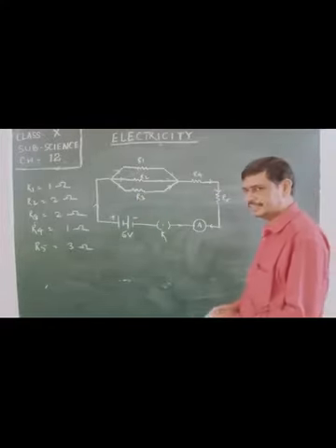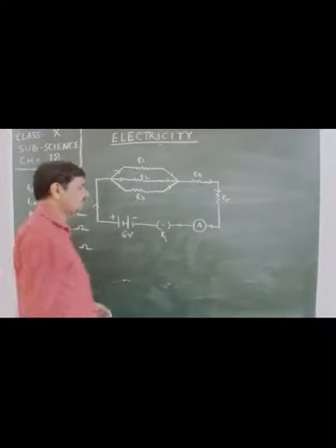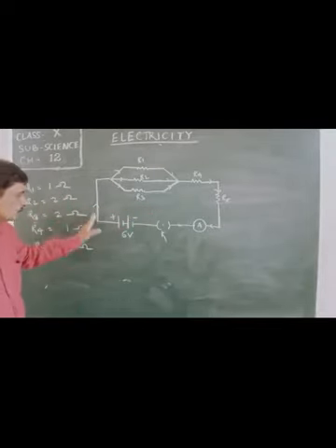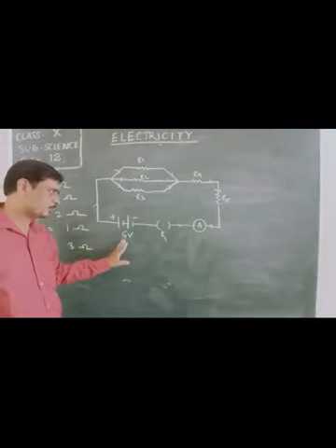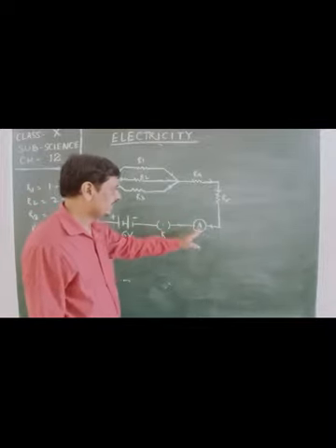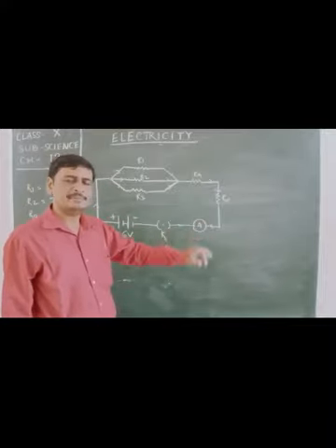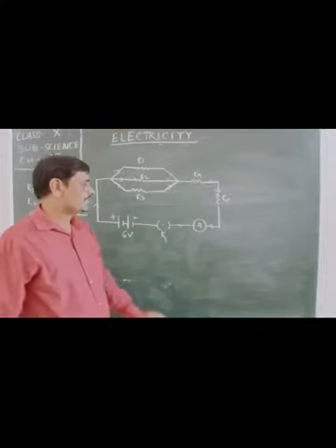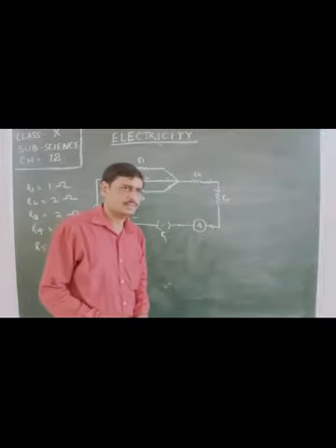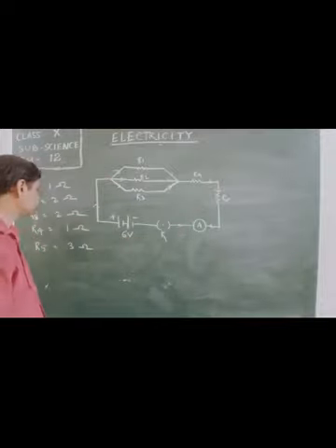Resistances R1, R2, R3, R4 and R5 are connected in the circuit. All these resistances are connected with a battery of 6 volt, and through switch A an ammeter is attached. We have to find the reading of the ammeter. How much current will flow through this circuit? That is the reading of the ammeter.